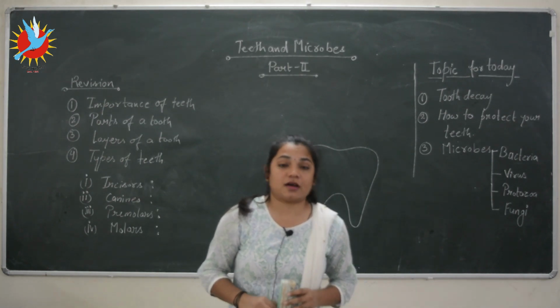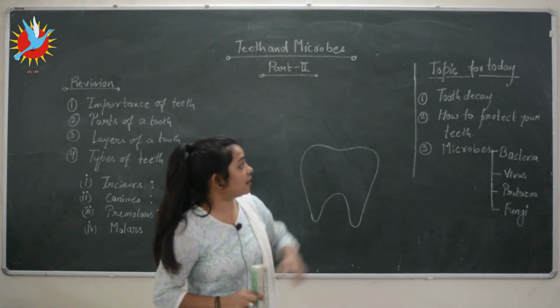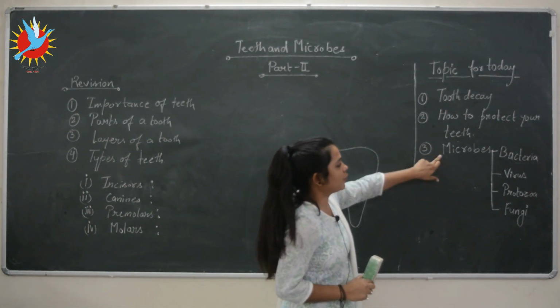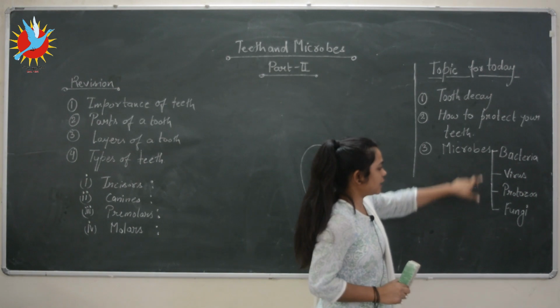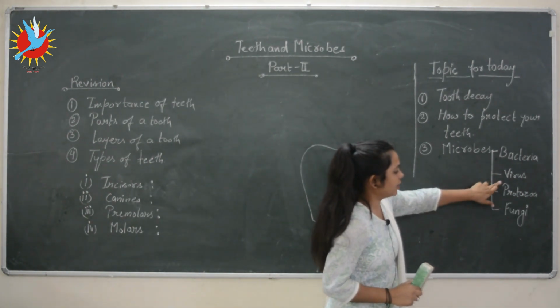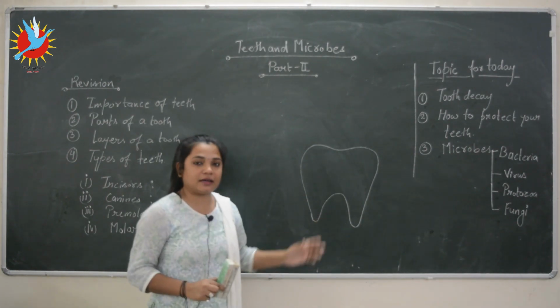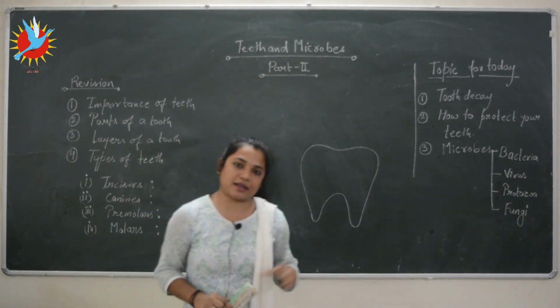Okay, so students, the topics for today's class are tooth decay, how to protect your teeth, and microbes, in which there are 4 types of microbes: bacteria, virus, protozoa and fungi. But before that, let us recall what I have taught in the last class.